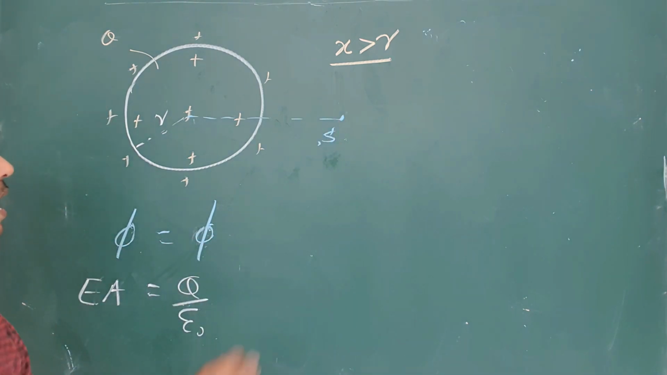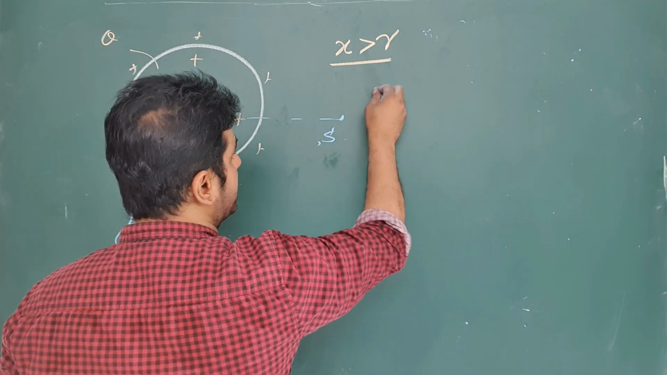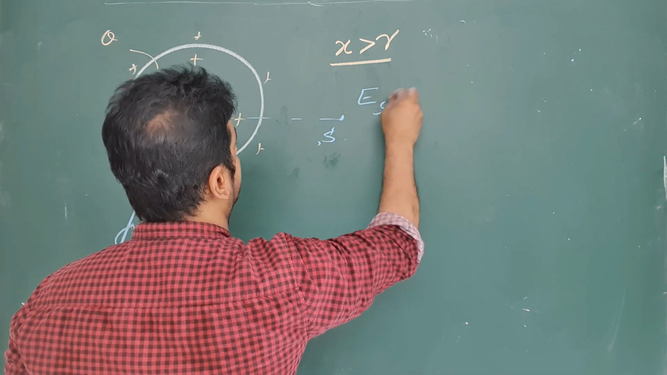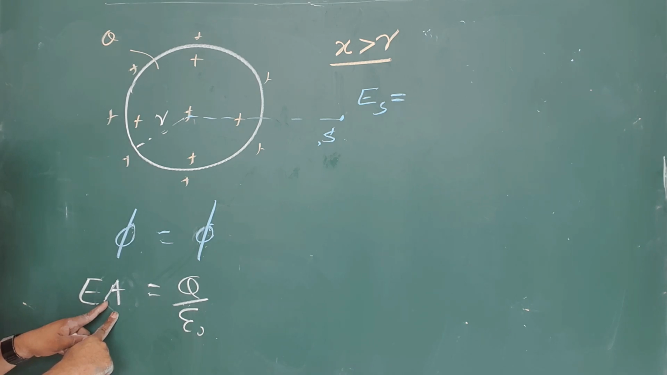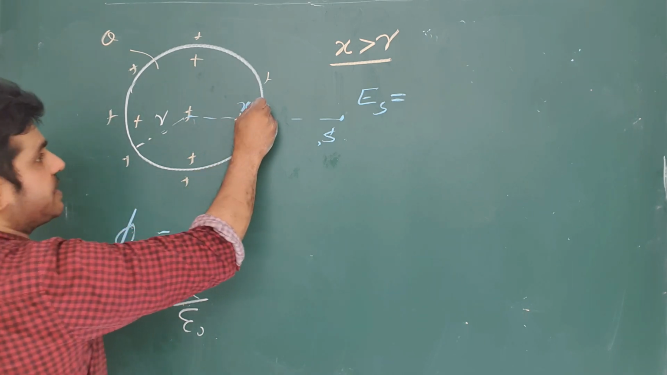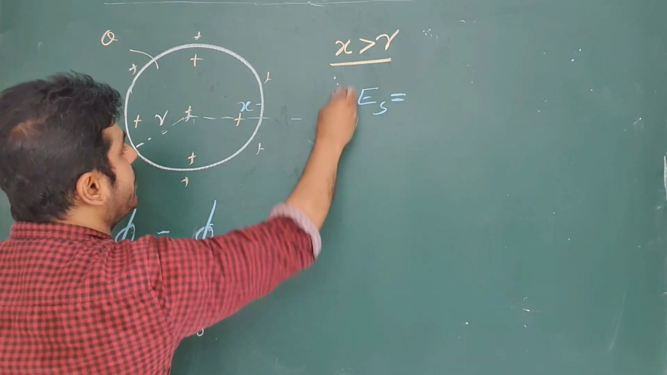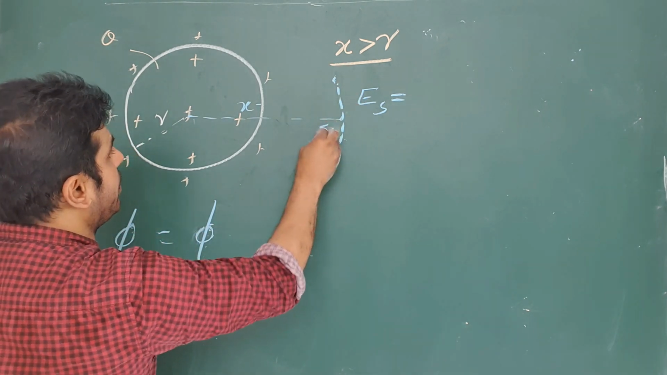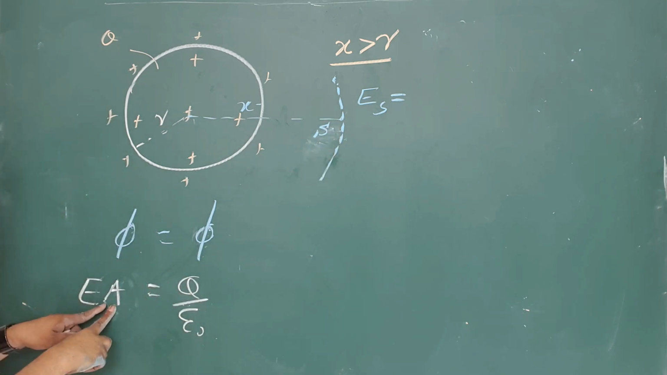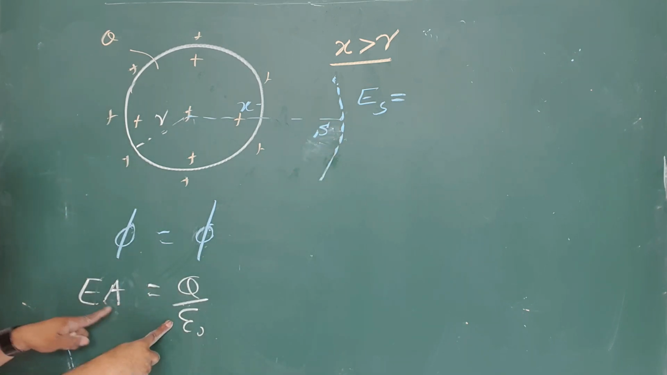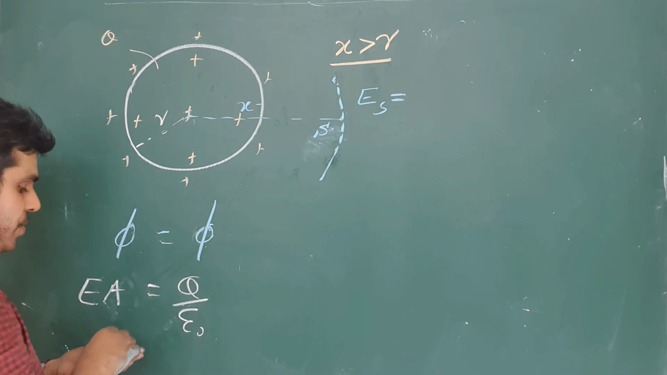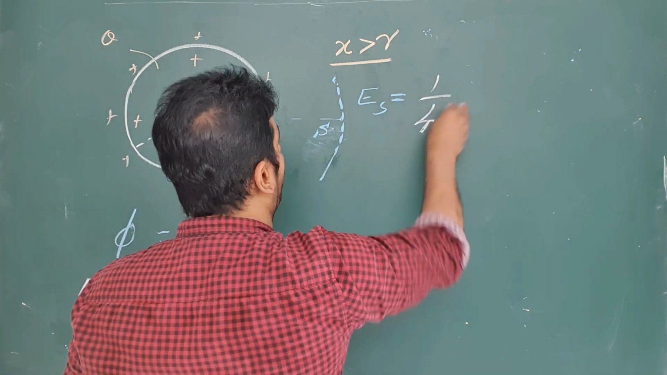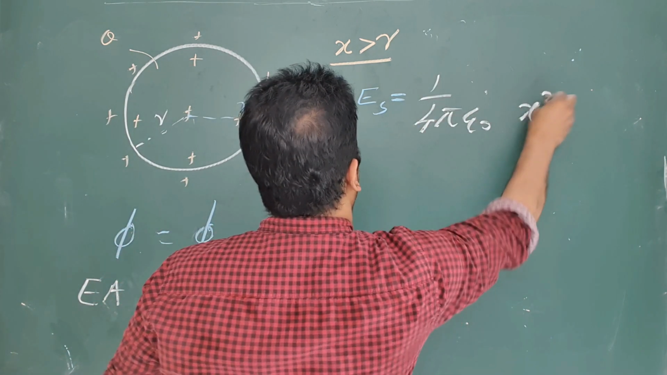So I am going to write E_S. Now the area is always given by 4 pi r squared. Now this distance is x. Here we have drawn the Gauss surface, so the area should be 4 pi x squared. When it comes here, you have to divide Q by 4 pi x squared. So I can write 1 over 4 pi epsilon naught, Q over x squared.